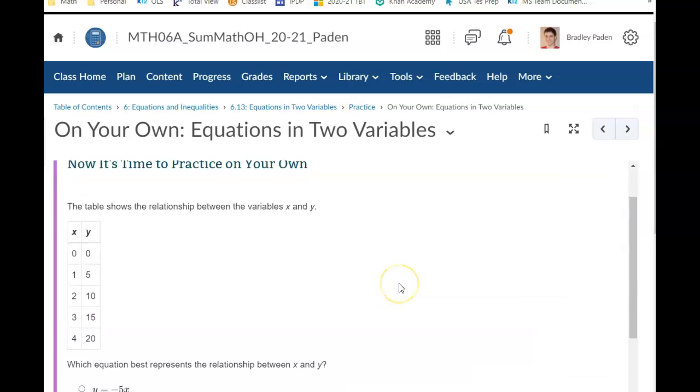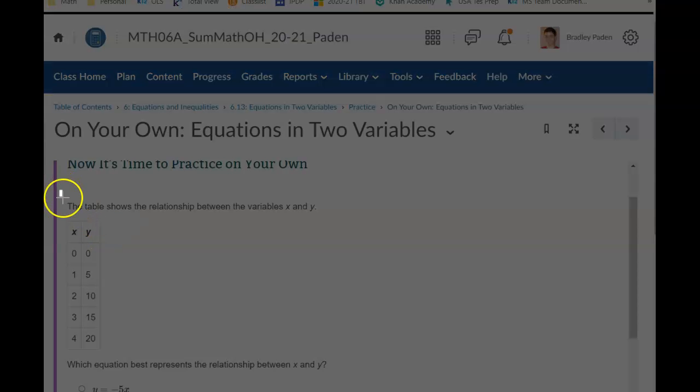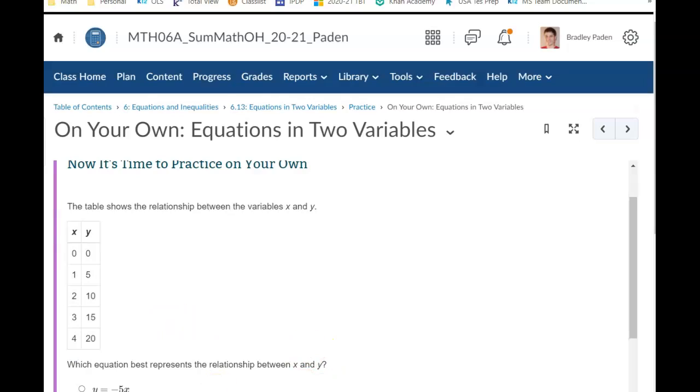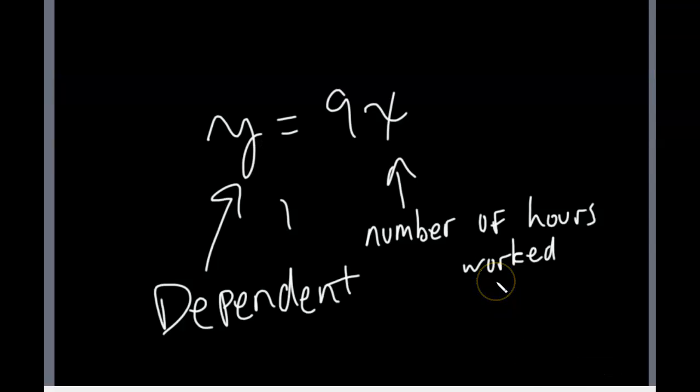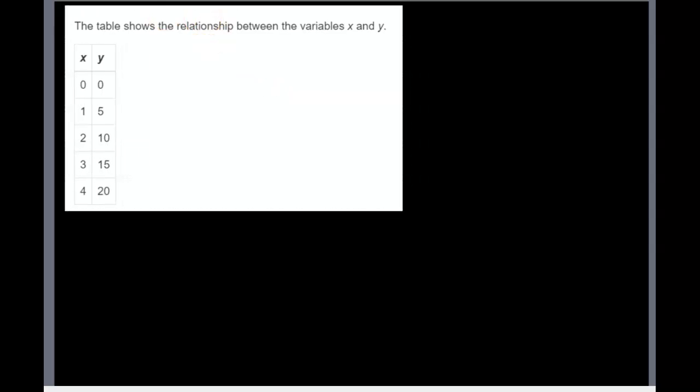Next. This table shows the relationship between the variables x and y. Which equation best represents the relationship between x and y? So what I like to do is just look at what are we doing to the x value to get the y value here. Let's pop this on the board here. What am I doing to the x to get to the y? Can't really tell much with the zeros, but how do I get from 1 to 5? Possibly multiplying by 5. That looks like times 5.